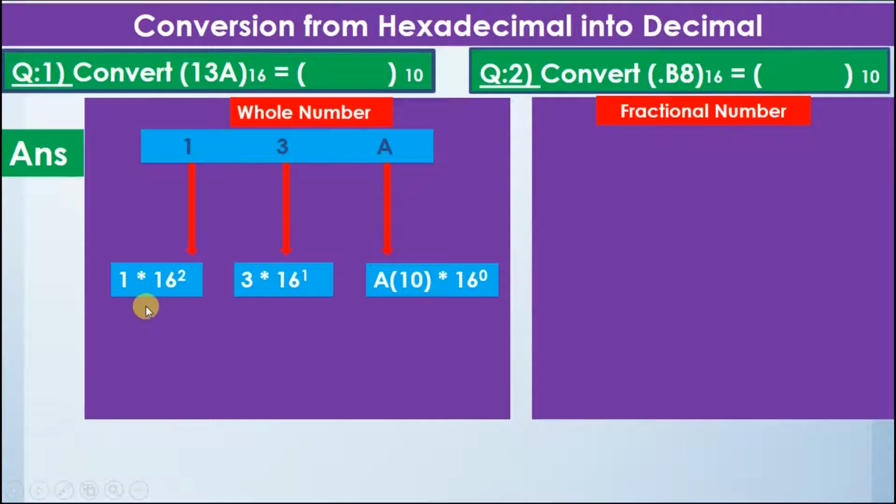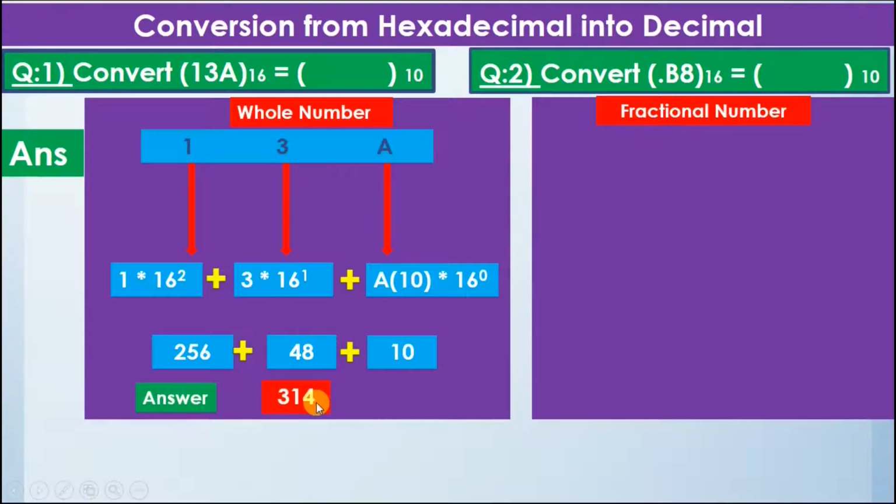Alright, so once we did that, we will add them all together. So now we can see that 16 raised to power 0 is equal to 1 and 1 into 10 makes 10. Next we have 16 raised to power 1 is equal to 16 and 16 into 3 is equal to 48. Next we have 16 raised to power 2 is equal to 256 and 256 into 1 is equal to 256. And once we add them all together, we get the final answer 314. So now we can say that the number 13A in hexadecimal is equal to 314 in decimal.